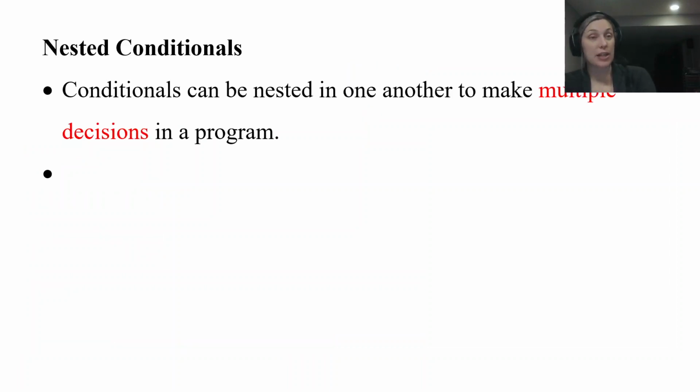Next, we're going to talk about nested conditionals. We've seen one example in the last lesson, but we're going to talk about them a little bit more right now. Conditionals can be nested in one another to make multiple decisions in a program.